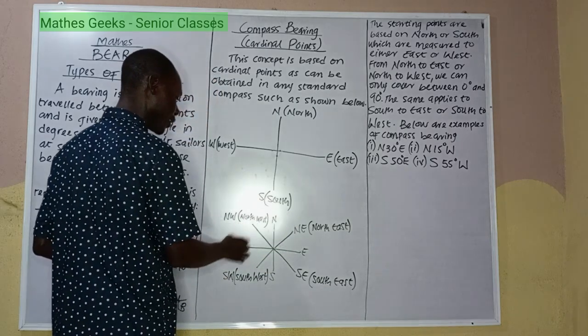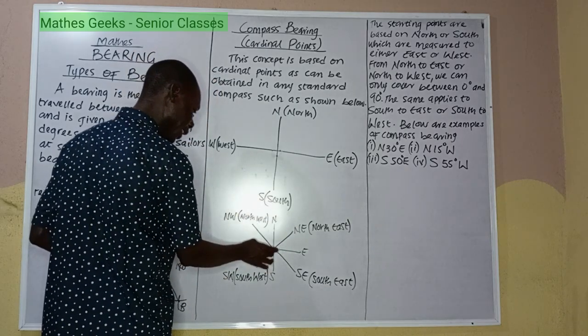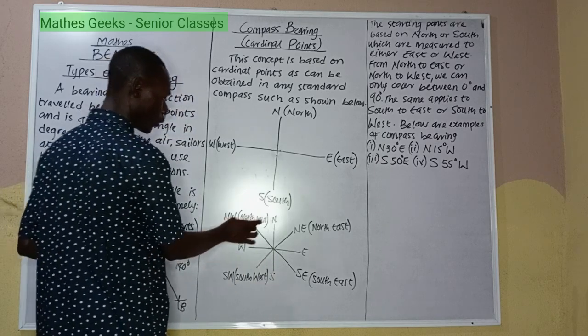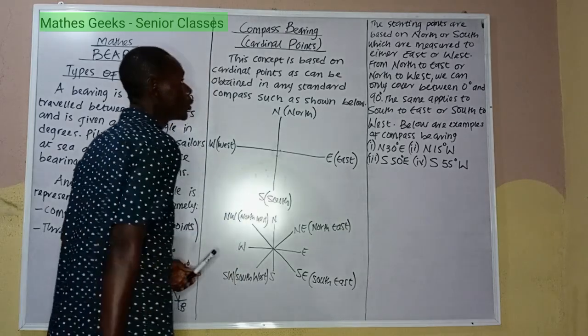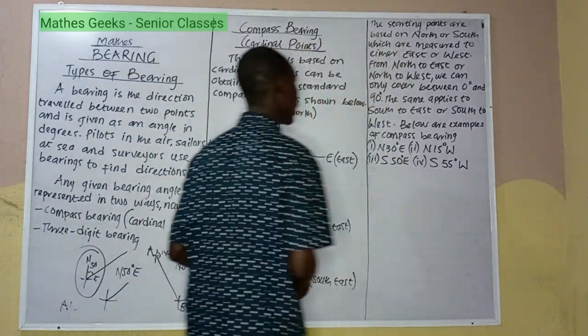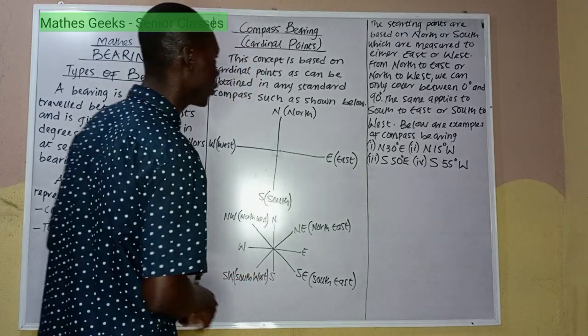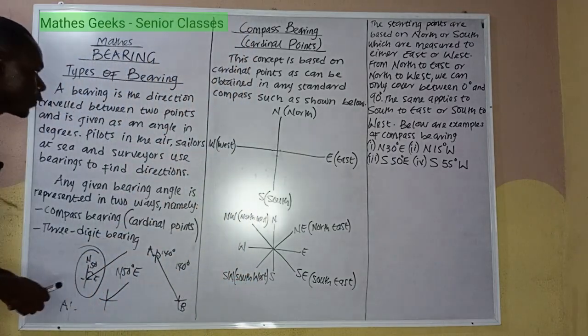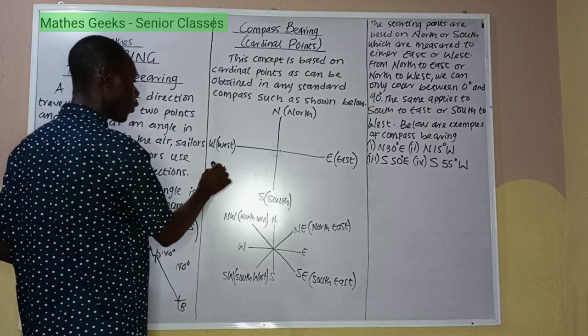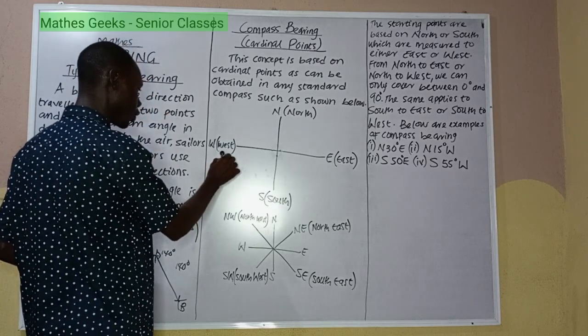If it's between the north and the east, the north comes first. If it's between the north and the west, north comes first. And if it's between the south and the west, south comes first. That's why the notation is southwest, northwest, northeast, and southeast. So the starting points are based on north or south, which are measured to either east or west. So something that you need to take note of is that whenever the compass bearing is used, the starting point is always measured from the north or the south.